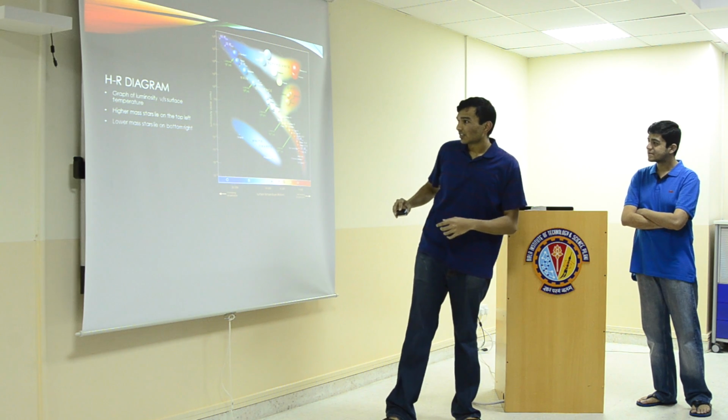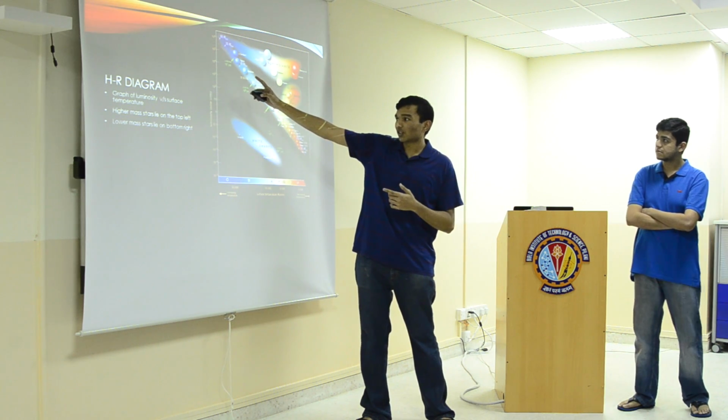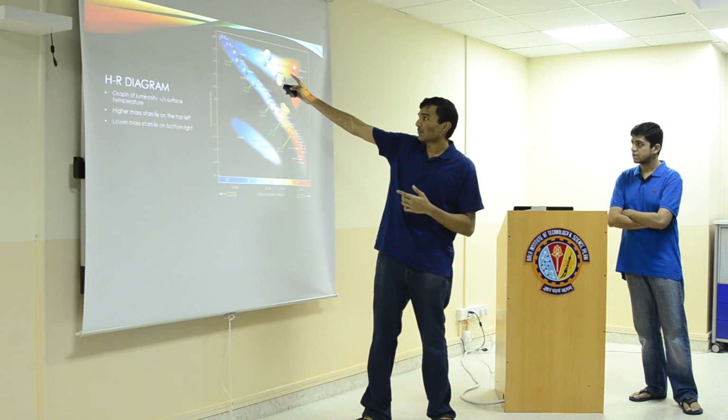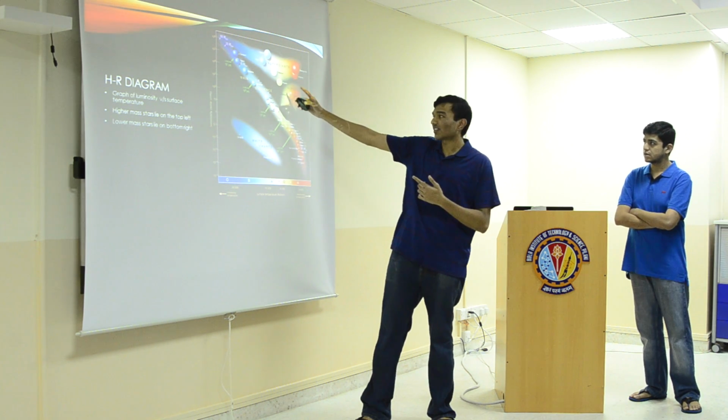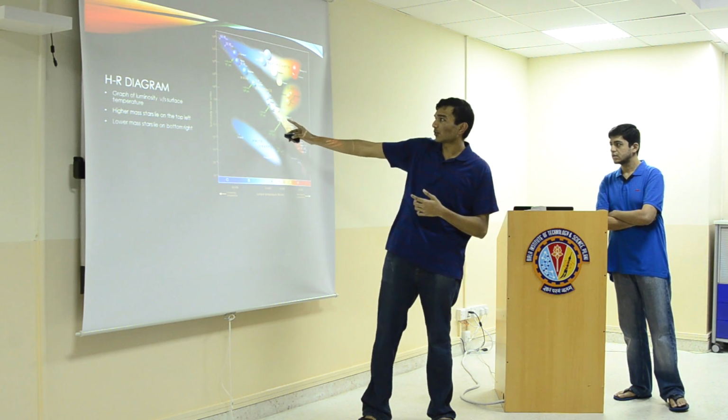You tend to find the heavier mass stars on the top left. These are also heavy mass stars, but they're not of the main sequence. And you find the lighter stars over here: brown dwarfs, red dwarfs, yellow dwarfs, and so on.